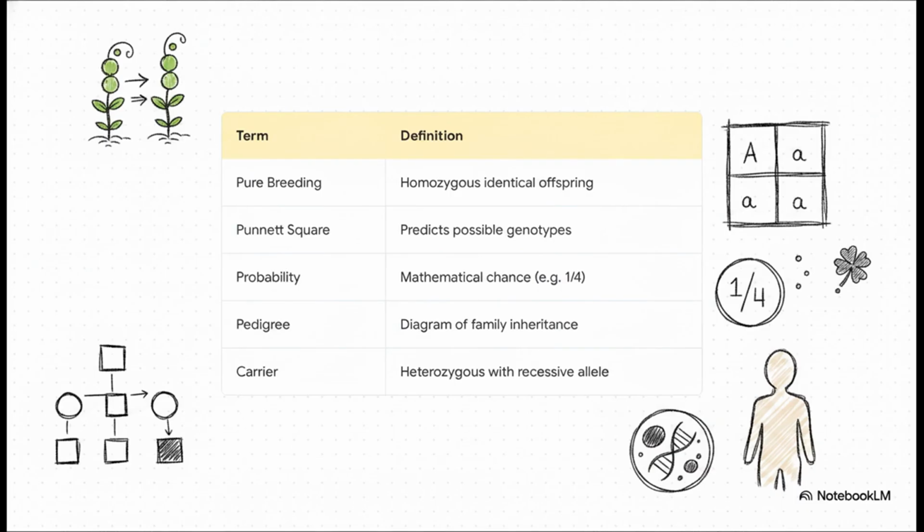To predict these breeding outcomes, we use a Punnett square, which is this super handy diagram developed by Reginald Punnett to map out all the possible genotypes and phenotypes. It relies heavily on probability, which is just the mathematical chance of an event occurring, like a 1 in 4 chance of getting a homozygous recessive trait. We can also map this over time using a pedigree, which traces traits across several generations of a family. Pedigrees are especially great for spotting a carrier. That's a heterozygous individual who carries a recessive disease allele but doesn't actually show symptoms themselves.